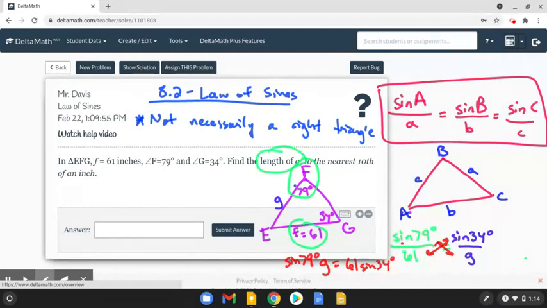Now don't actually type anything into your calculator until the very last step. Otherwise you'll lose a lot of decimal places. Okay, now we just need to get the g by itself. So we're going to just divide both sides by the sine of 79.